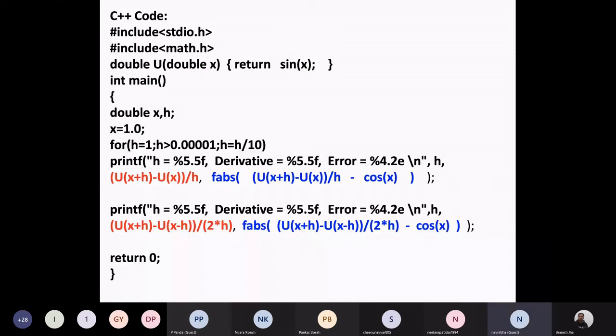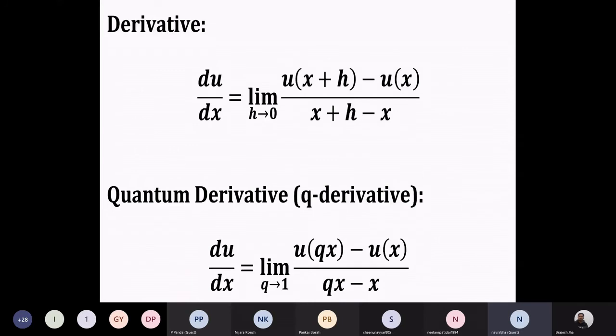I will put this slide to Dr. Brajesh, and you can take this slide from Dr. Brajesh for the easy understanding for the computer implementation.